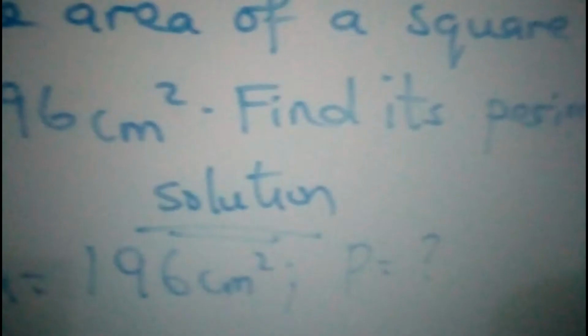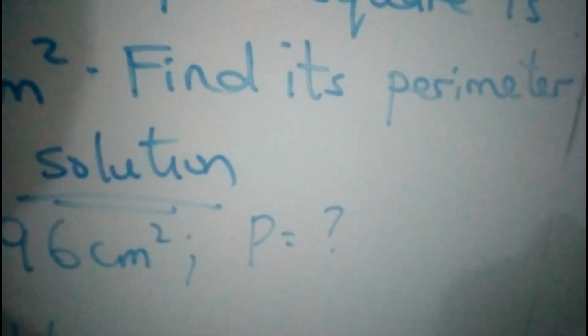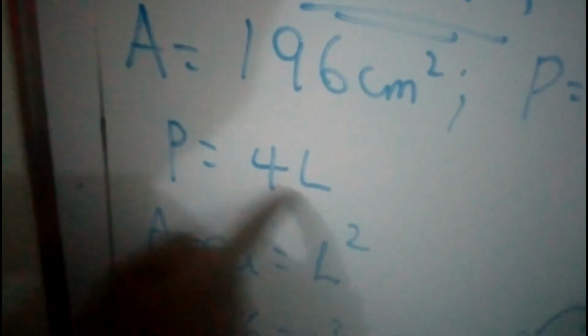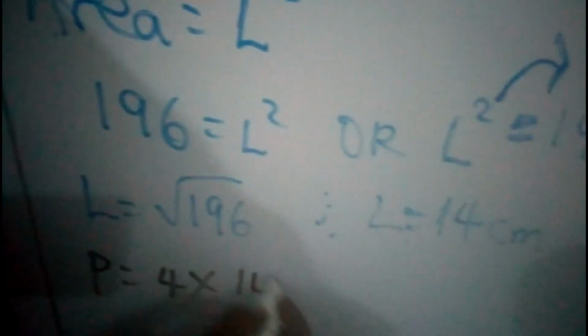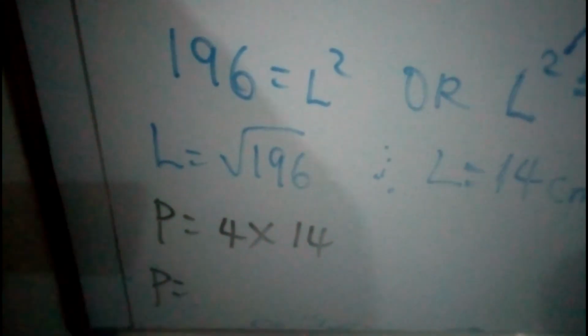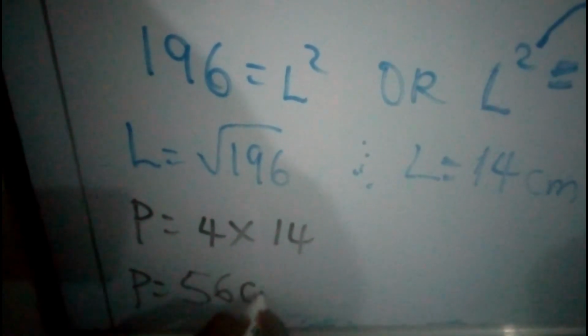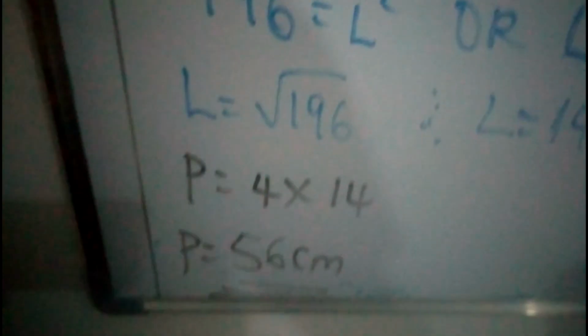You have not answered the question. The question is find perimeter. Because we need length, we needed to find the length first. So we've gotten our length to be 14 centimeters. So we can now use this length to find our perimeter. What is the formula for perimeter? Perimeter is 4 times length. Since we have our length now, let's substitute. So perimeter becomes what? 4 times length, and our length is what? 14. So therefore, what is perimeter? Perimeter becomes 56 centimeters. Because our area is in centimeters squared and our length is in centimeters, perimeter will also be in centimeters.